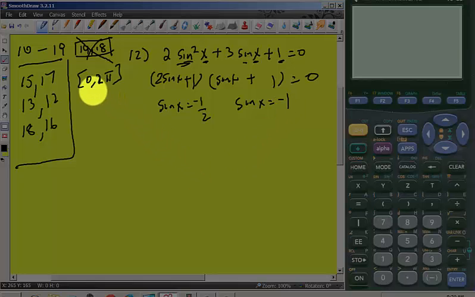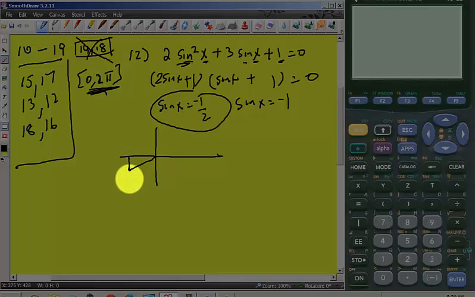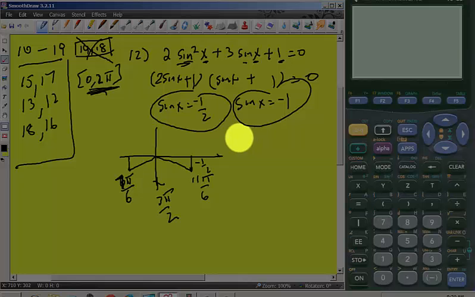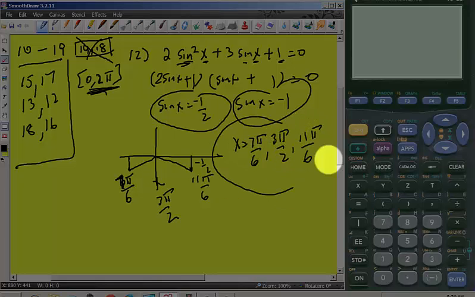Okay, we just have to go around the circle just once in the positive direction. Okay, sine x is equal to negative 1/2. Where? It's going to be negative 1/2 there, which is going to be 7 pi over 6. And sine of x is equal to negative 1/2 there. So that's going to be 11 pi over 6. So I have two answers. And I have sine of x equal to negative 1. And that's going to be down here, which is 3 pi over 2. And those are my answers. Okay, x is equal to 7 pi over 6, 3 pi over 2, and 11 pi over 6. And that's done.